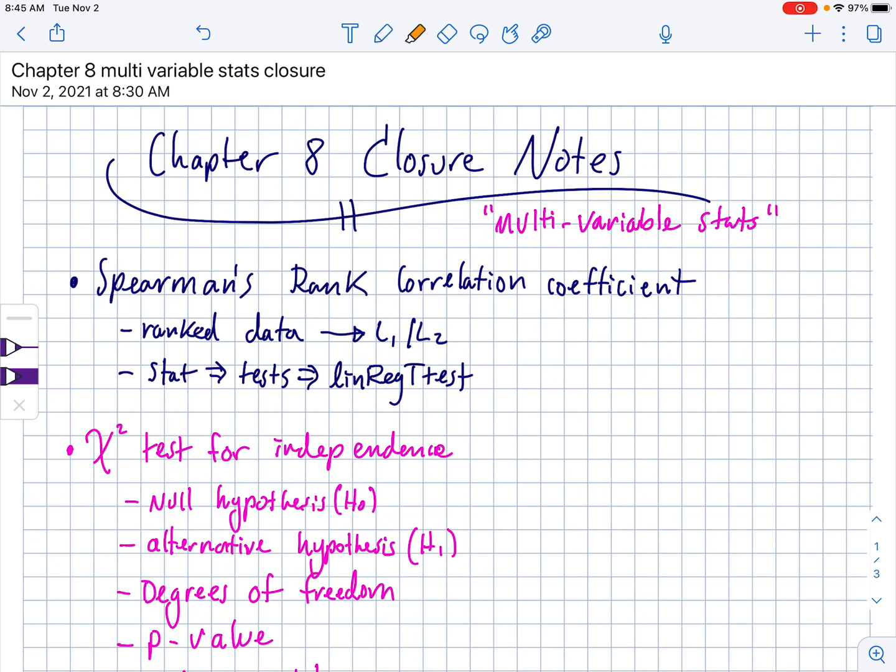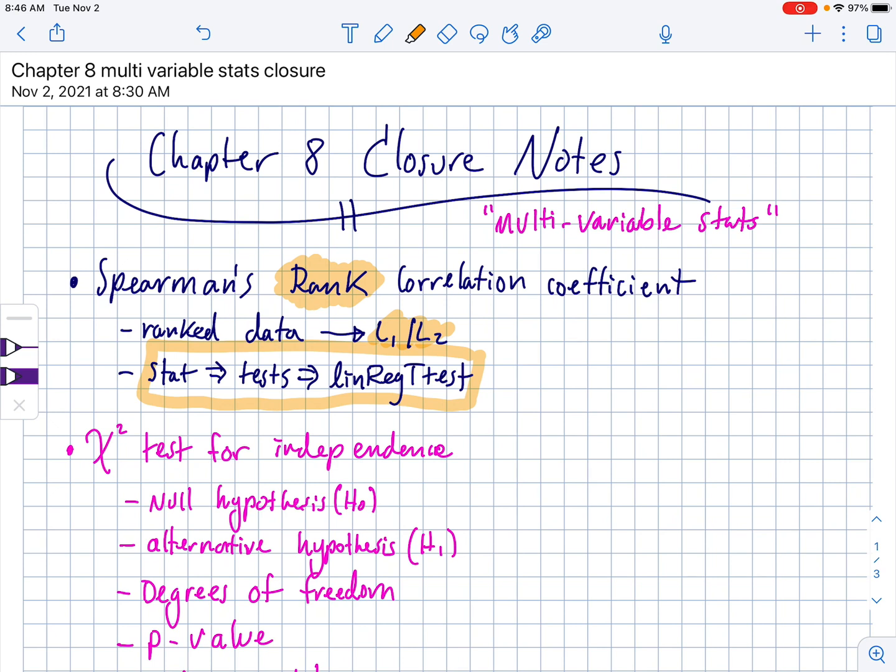So the first thing we learned in this unit is Spearman's rank correlation coefficient. Remember, this is different than Pearson's correlation coefficient. Spearman's usually has to do with nonlinear data. But the major difference is how you compute it. You have to rank the data in order and then put them in for L1 and L2. I've also put in the calculator steps right here: you put stat, test, and then do a LinRegTTest, and you're looking for the r value.